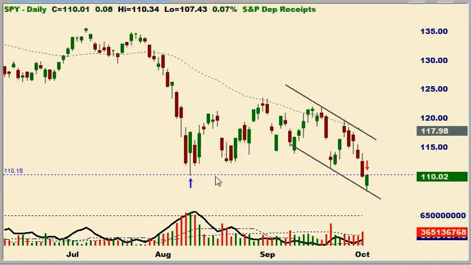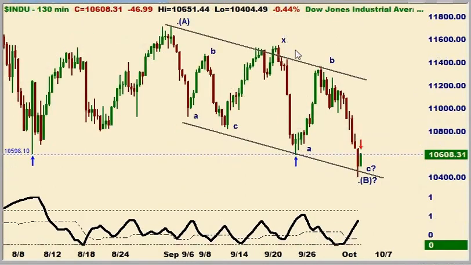Here's the spiders. You'll notice the low back in August is right around the 110.30 area. At the time of this report, we were indeed trying to test that area. We had a high of 110.34, and we were faltering and wavering around that high. However, again, you can see the channel here. We were still in that corrective channel.